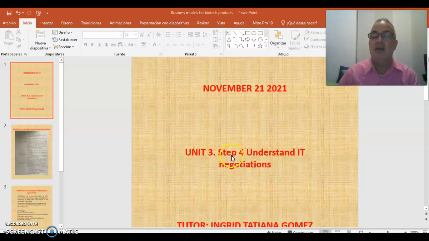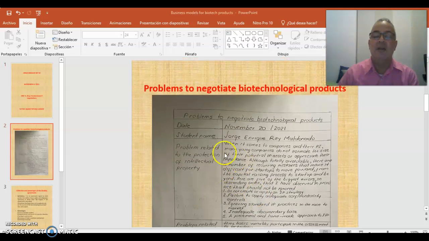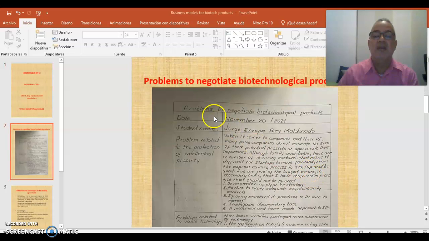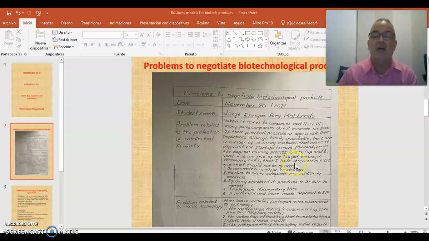Unit 3, Step 4, Understand IT Negotiation. Tutor: Ingrid Tatiana Gomez. Now we'll explain the problem to negotiate biotechnology products.